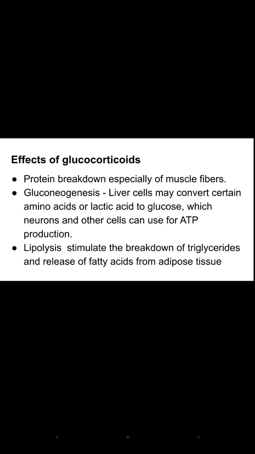Liver cells will convert amino acids or lactic acid to glucose, which neurons and other cells can use for ATP production. So there will be production of glucose from amino acids and lactic acid. This is known as gluconeogenesis. Then there will be lipolysis. This will stimulate the breakdown of triglycerides and the release of fatty acids from the adipose tissue.